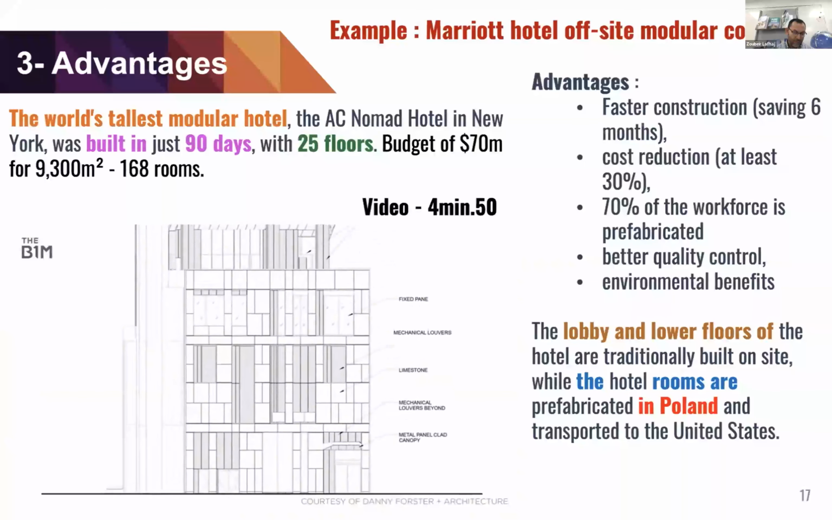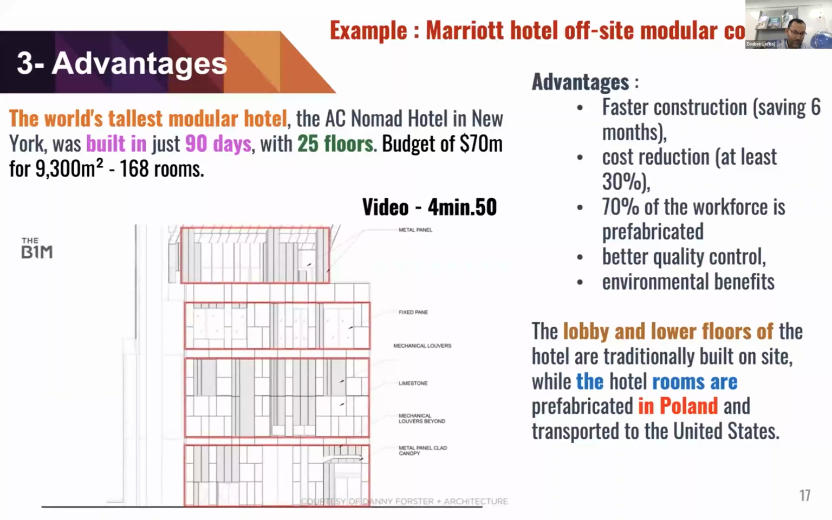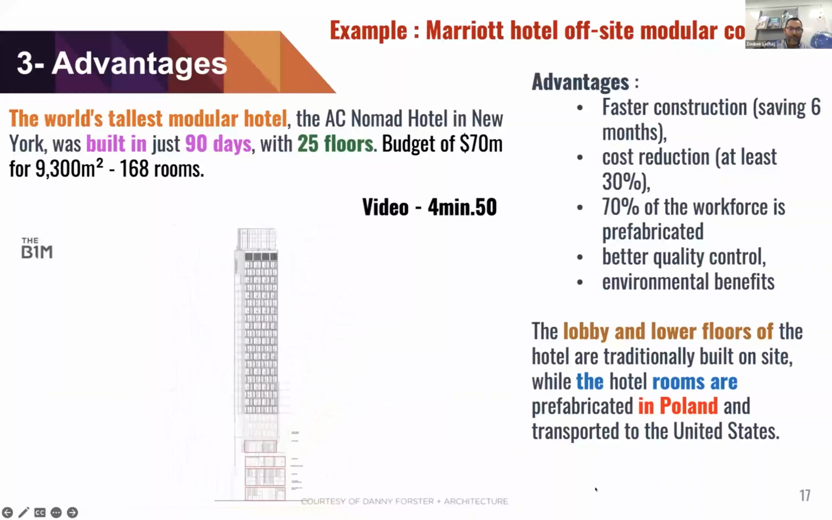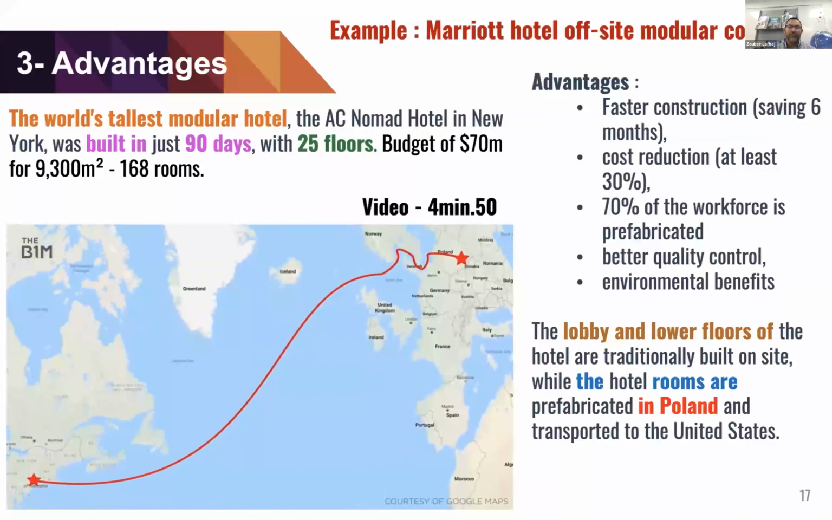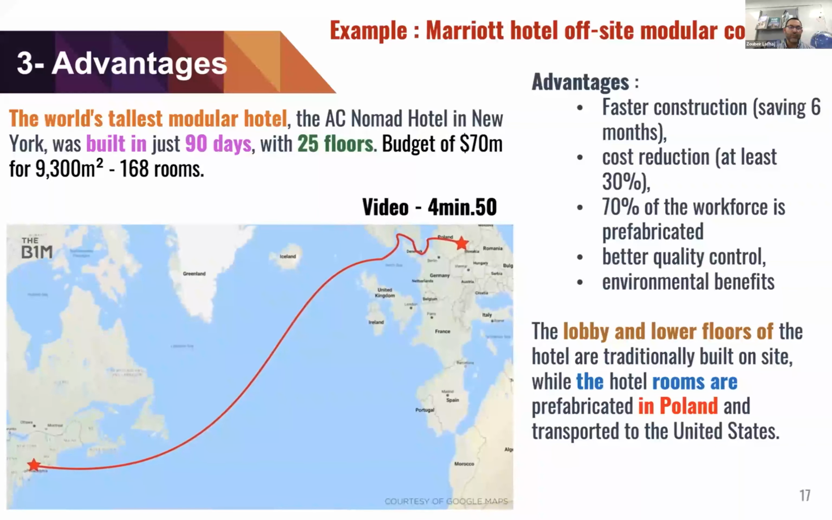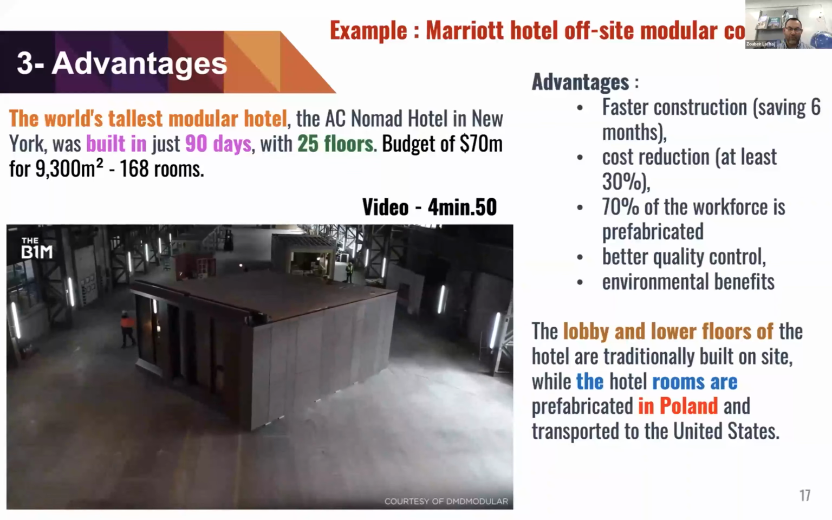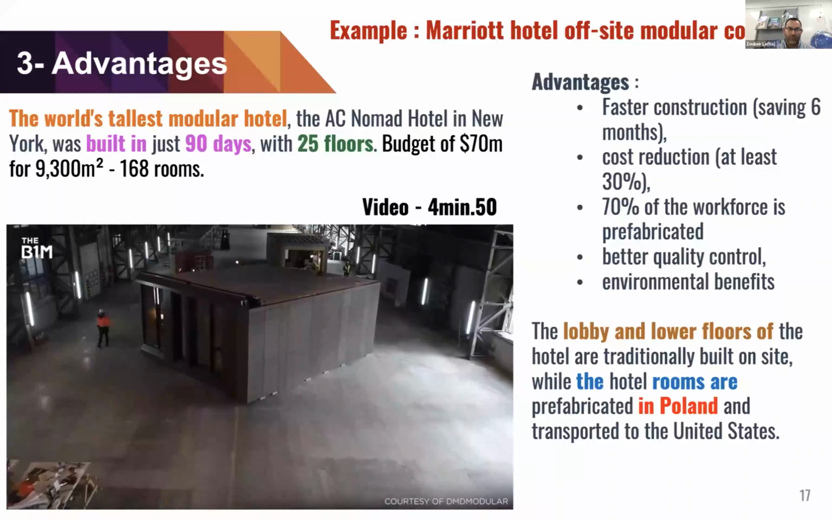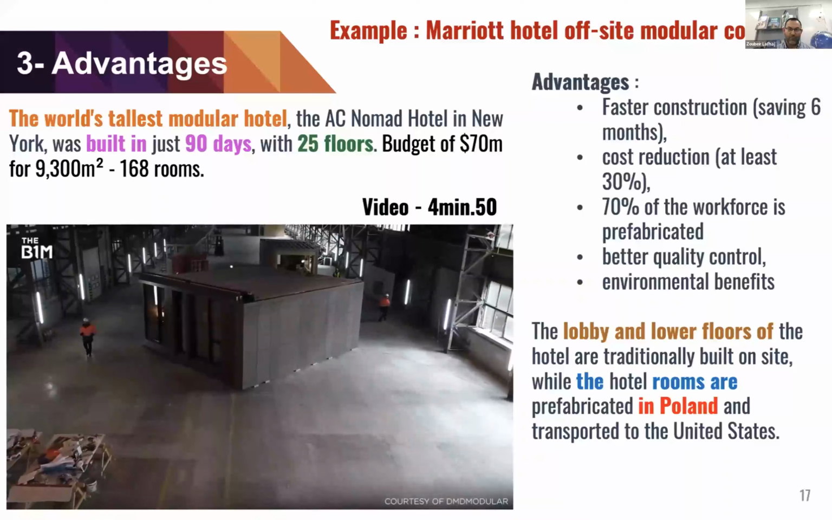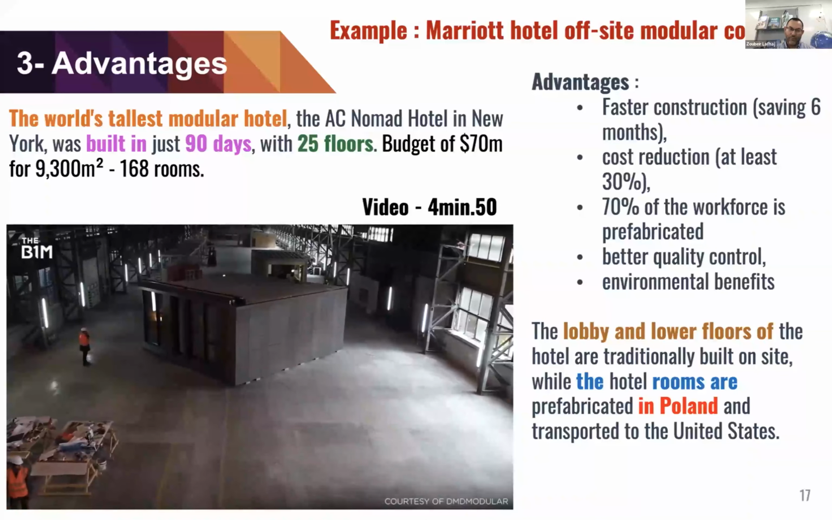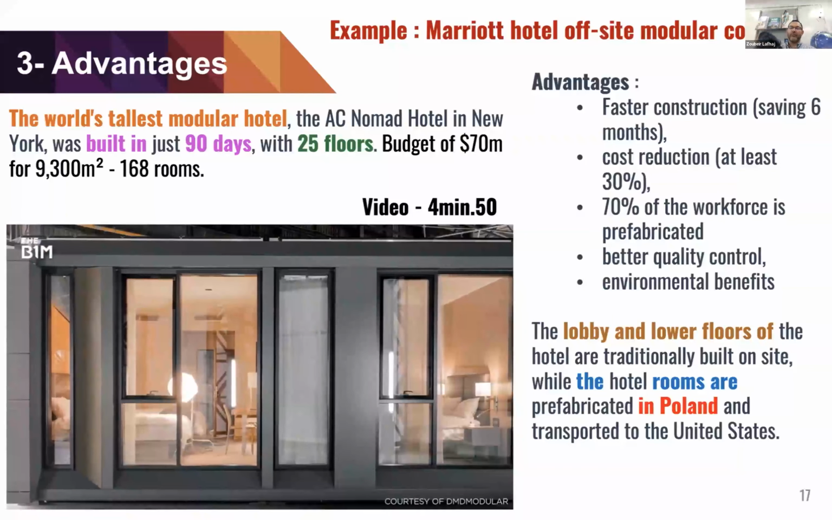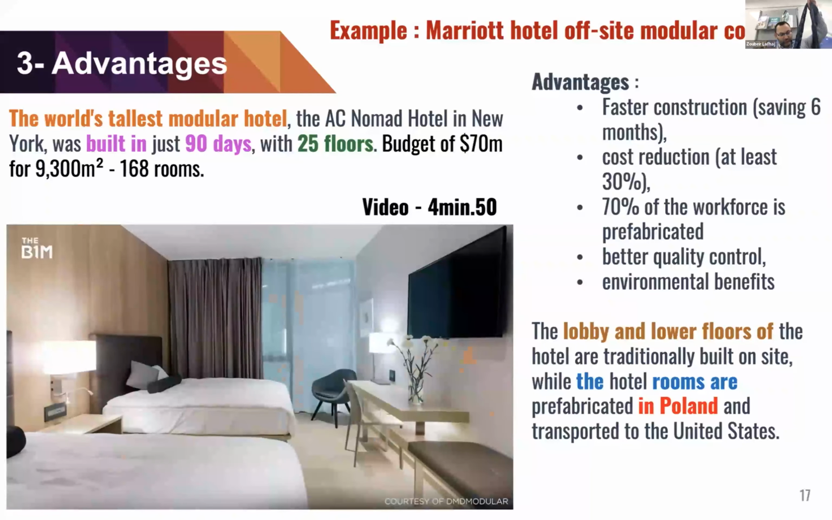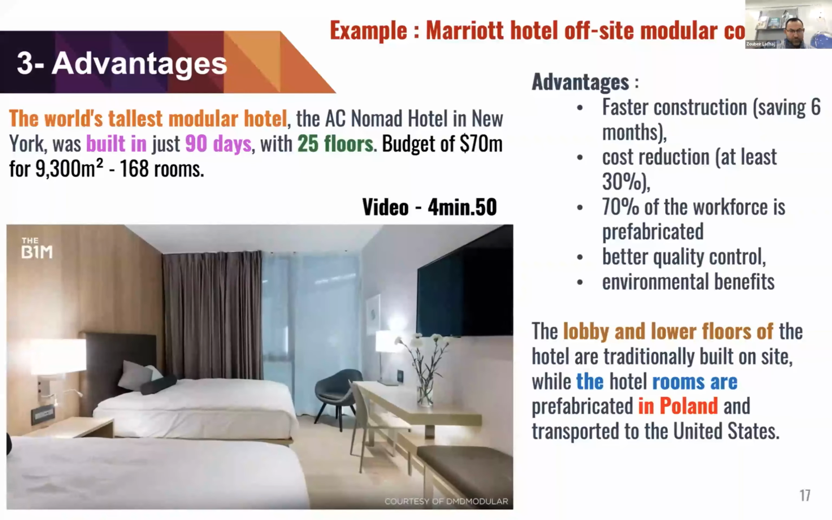The AC Nomad's lobby and lower amenity floors will be constructed on-site using traditional construction methods. However, the hotel rooms themselves will be assembled in Poland before being shipped to the United States. Due to their size, the delivery of these modules must be carried out at night, when New York streets are able to accommodate the oversized loads. Arriving fully furnished, complete with bedding and toiletries, the modules will be simply lifted from their trucks and positioned on the tower.